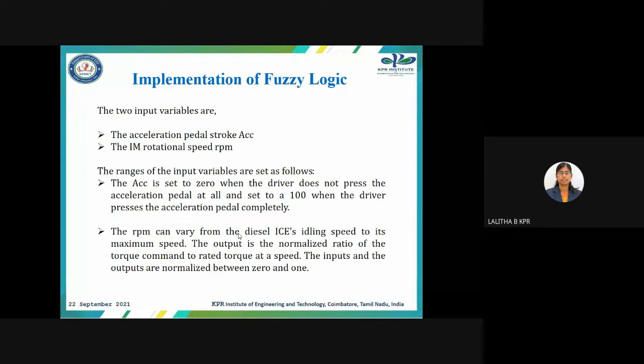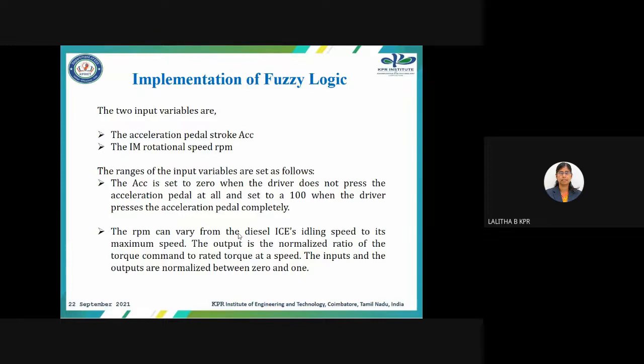The ranges of the input variables are set as follows. The ACC is set to 0 when the driver does not press the acceleration pedal at all, and set to 100 when the driver presses the acceleration pedal completely. The speed can vary from the idle speed of the IC engine to the maximum speed. The output is the normalized ratio of the torque command to rated torque at the speed. The input and the output are normalized between 0 and 1.